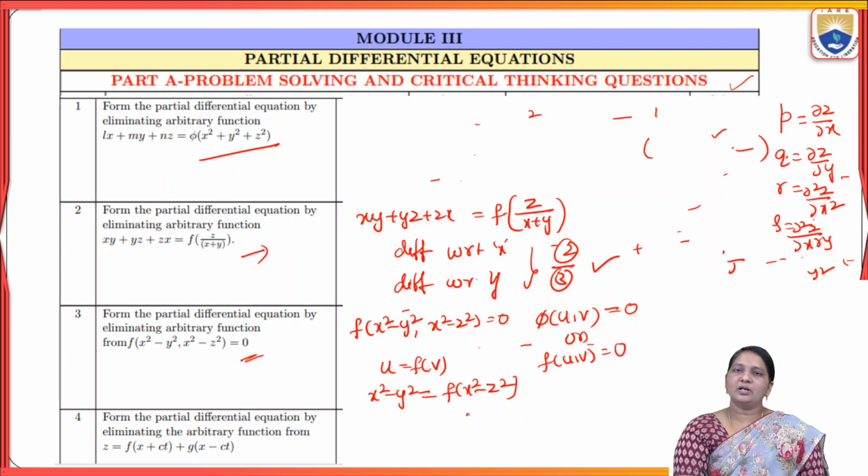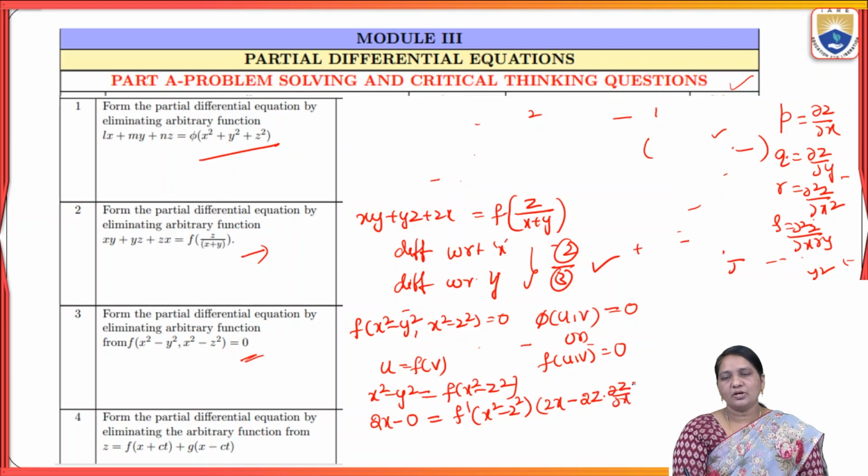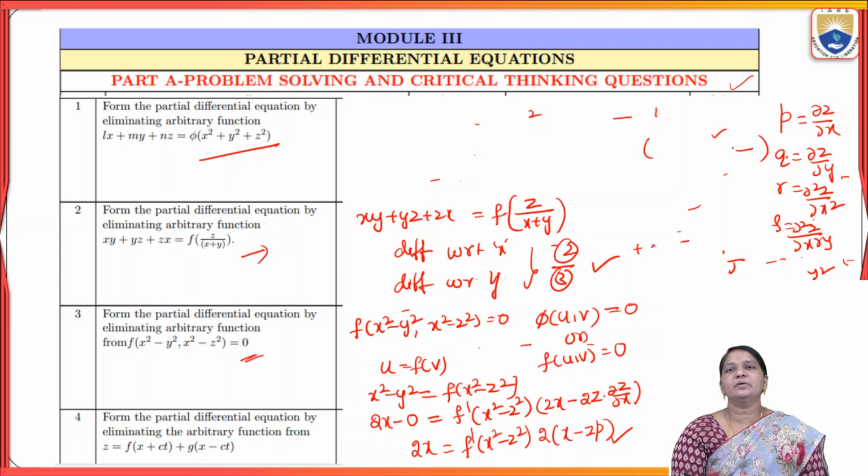Now this is the equation we have to differentiate and simplify. First we do the partial differentiation with respect to x. Then this is 2x minus, since y square is 0, equal to f dash of x square minus z square into, x square gives 2x and minus z square gives 2z into dou z by dou x. Now this becomes 2x equal to f dash of x square minus z square, and taking 2 common, x minus z into p. In the same way, we can do the partial differentiation with respect to y, and simplify those two equations to get the PDE.